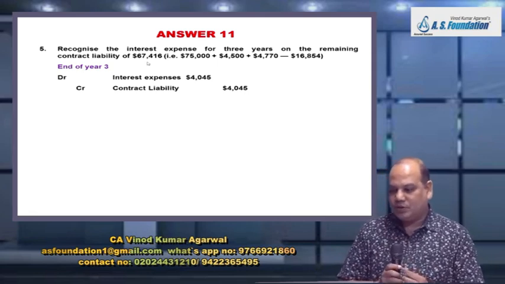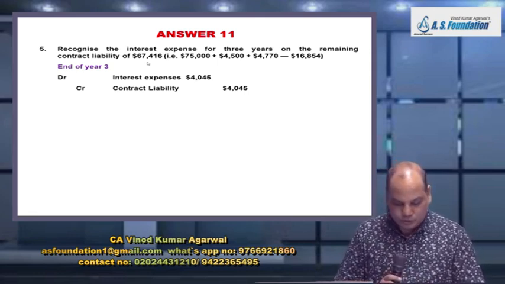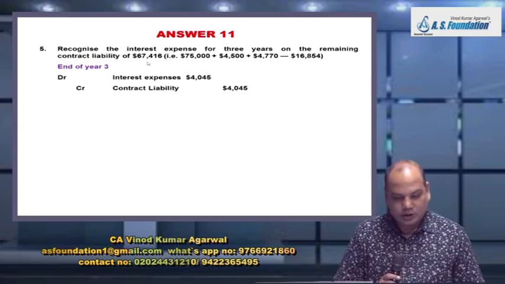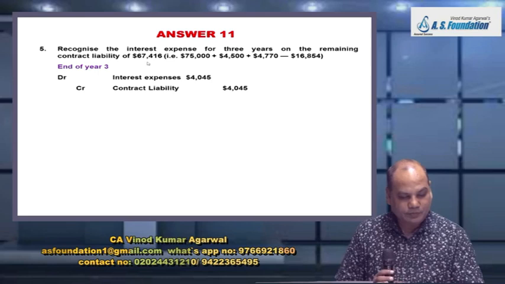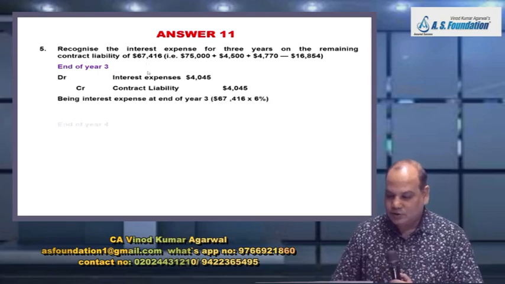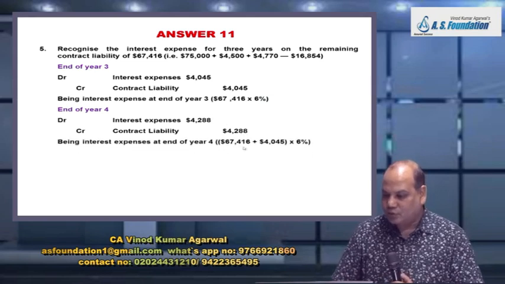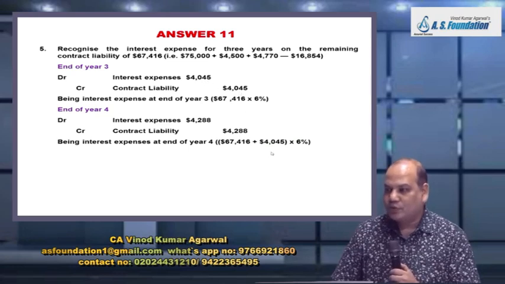67416 into 6%, 4045. Tick mark. To contract liability 4045. Then again year 3. Interest expense account debit to contract liability. Now you will calculate interest on 67416 plus previous interest 4045 into 6%. How much does it come to?